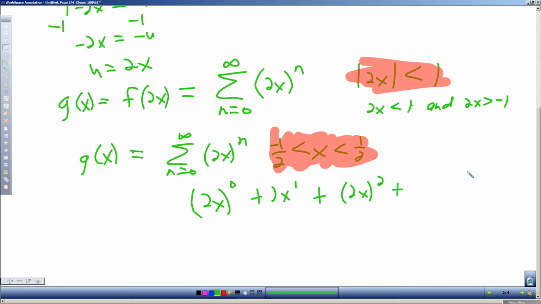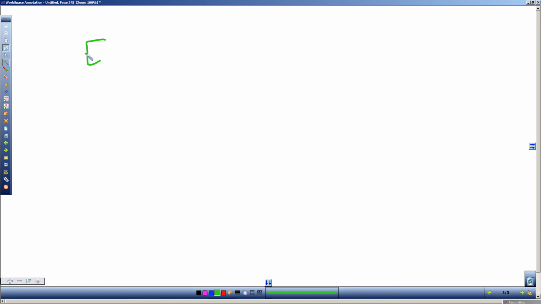Now, there's a few other formulas. This is our power series. Exponential series. Oh, there's the power series, cosine.